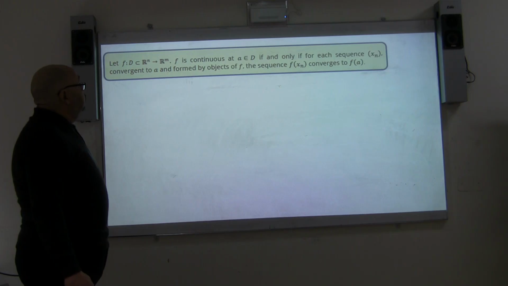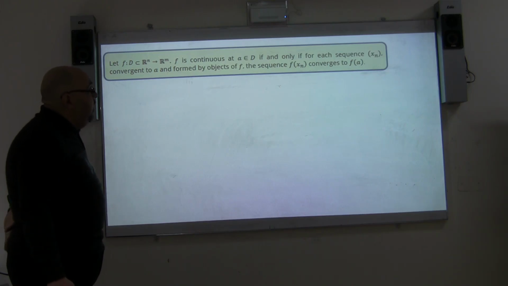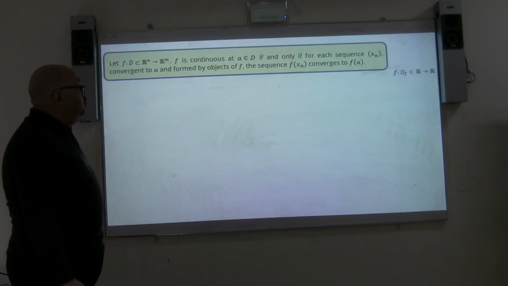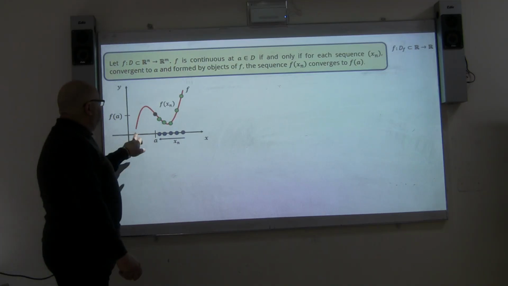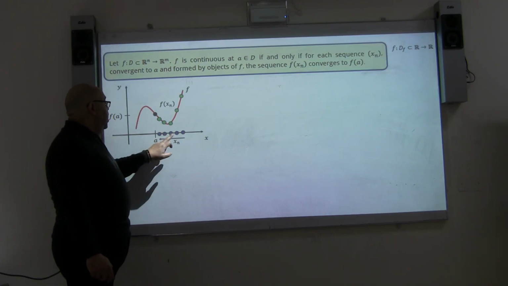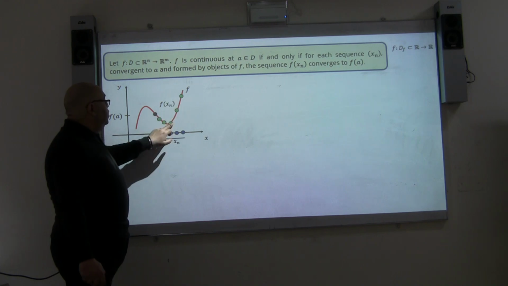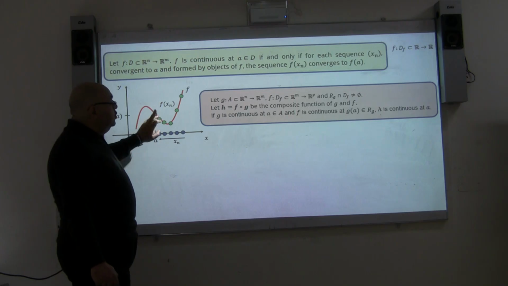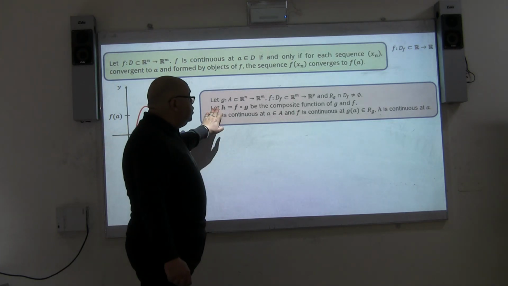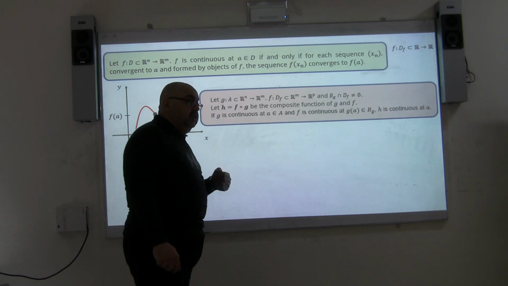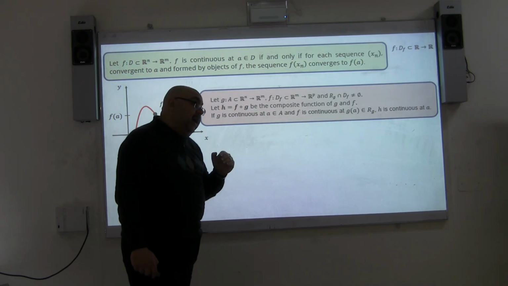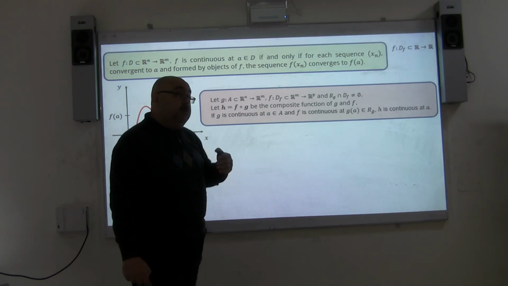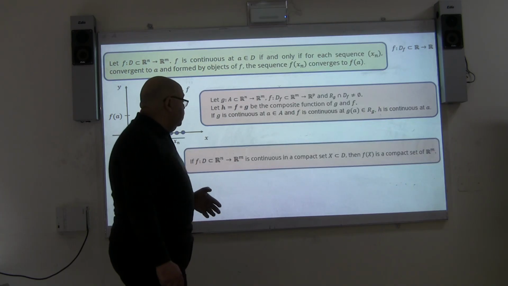Let f go from Rⁿ into Rᵐ. f is continuous if and only if each sequence x_n that converges to A gives a sequence f(x_n) that converges to f(A). So once more, if I have these points approaching a certain value, and the function is approaching the value f(A), it means it is continuous, as you can see. The composition also: if I have two functions, I can get the composition as long as they are continuous and can work together, then the result will be a continuous function.